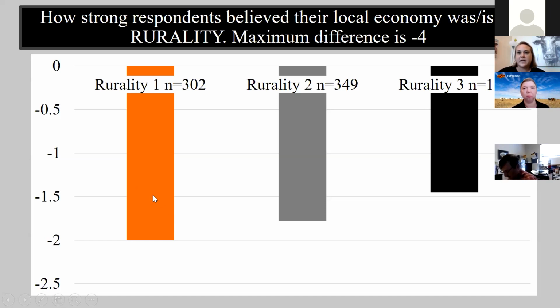But the people in the cities thought it was pretty bad. So their difference was -2. So they really felt like their economy had gotten worse due to COVID-19. As you increase in rurality towards this group 3, a lot of the more rural communities felt like, yes, their economy took a hit, but it wasn't that bad. So the difference between their current economy health and the impact of COVID-19 wasn't as great as those more urban areas.